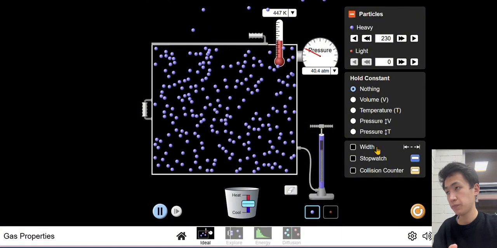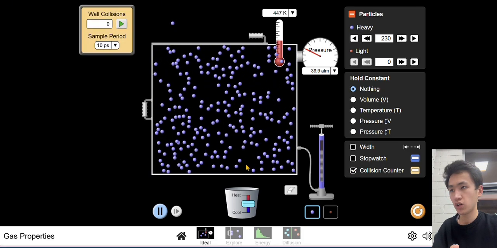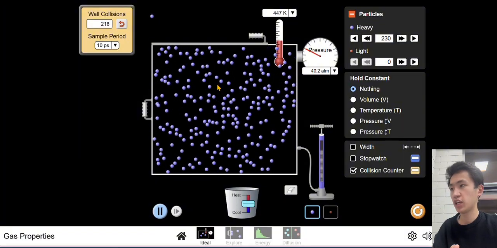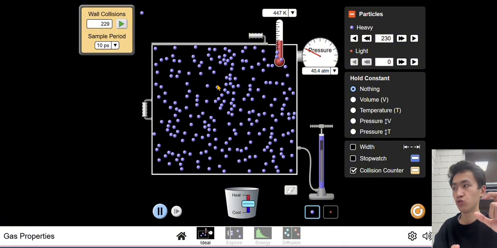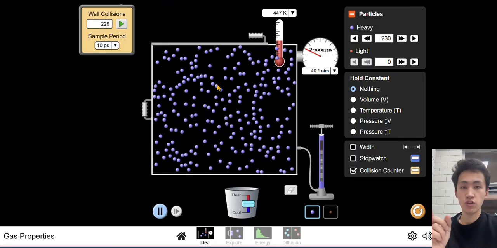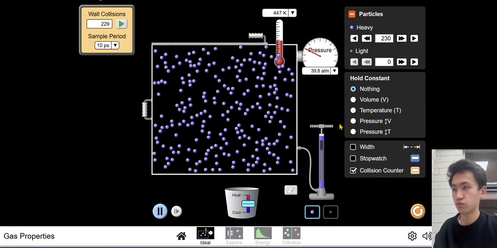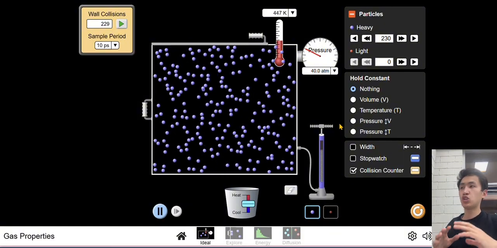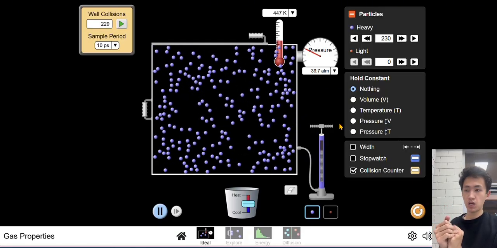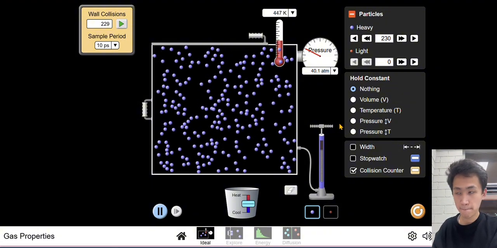Let's return the lid here. Here is the stopwatch, here the collision counter. Let's count how many collisions occur during 10 picoseconds. 229 collisions occur per picosecond. It's too high. So the pressure comes from how many molecules collide with the wall. The more molecules collide with the wall, the greater the pressure will be.